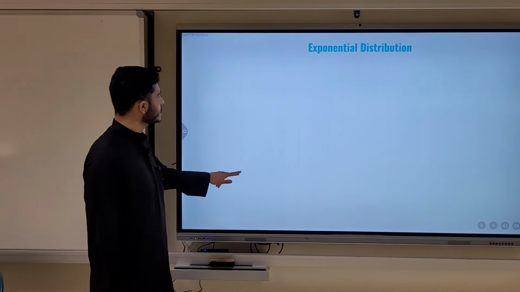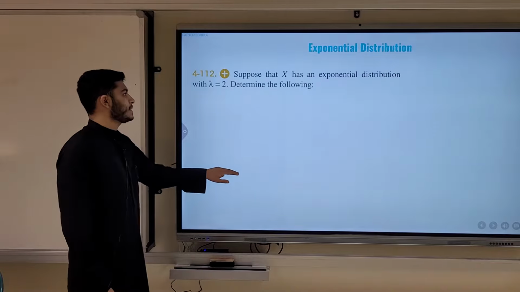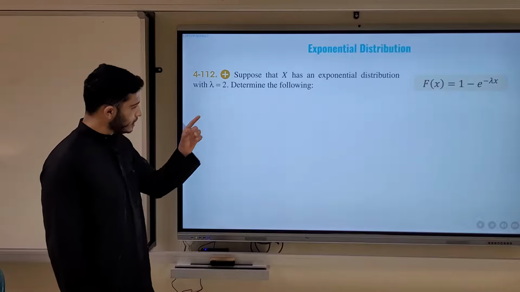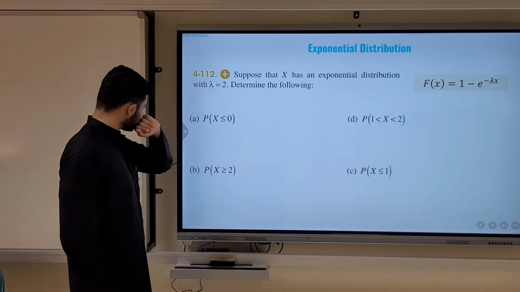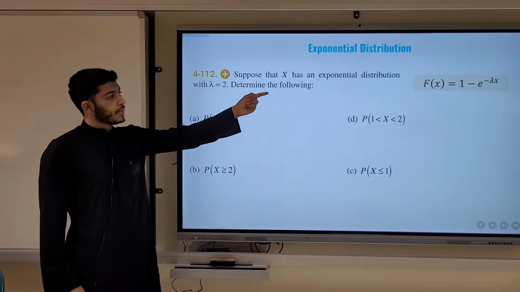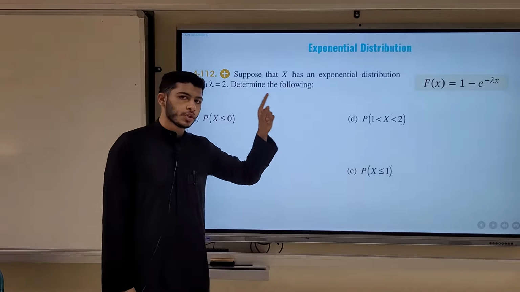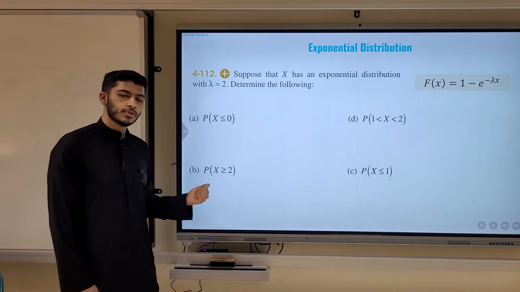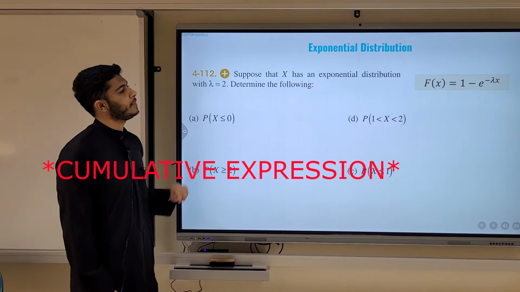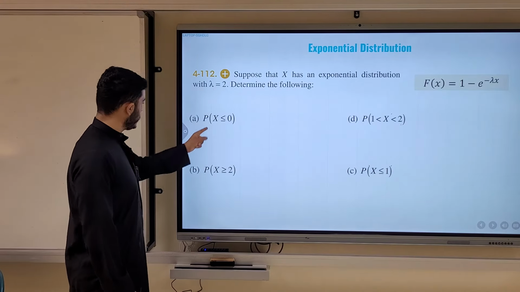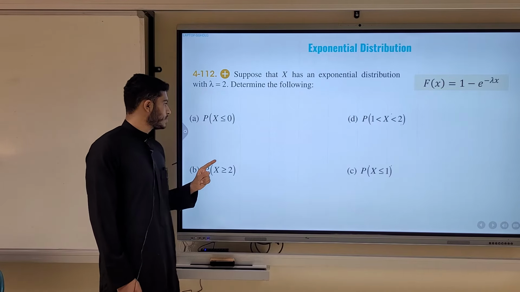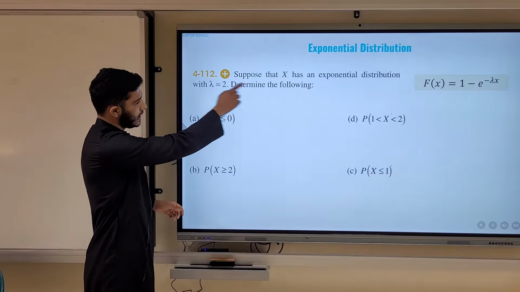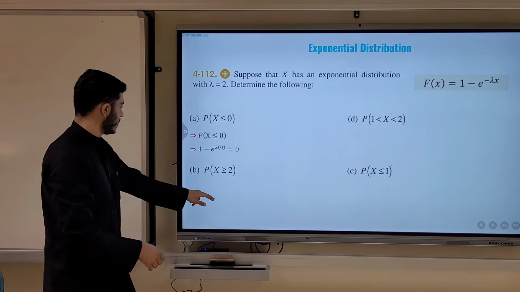Now, let's solve a simple question. Suppose that capital X has an exponential distribution with lambda equal to, determine the following. We need the formula, so I put it there. So solve this one. By the way, this formula is for the exponential, as you can see, capital F of X. So whatever you're going to be solving here should be transformed into an exponential expression before you start applying the formula. So here, probability of capital X less than or equal 0, or the cumulative probability of 0, just X given, lambda given, implement everything, you're going to get the answer at the end.